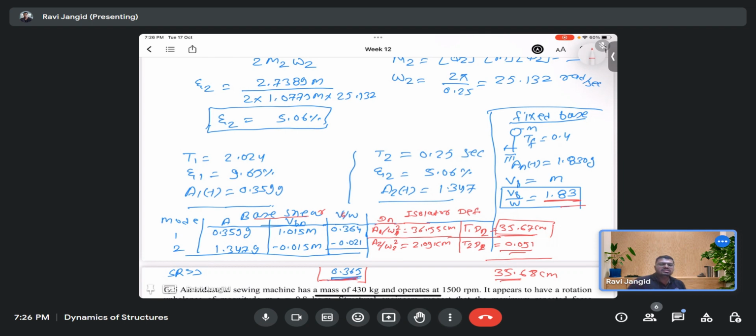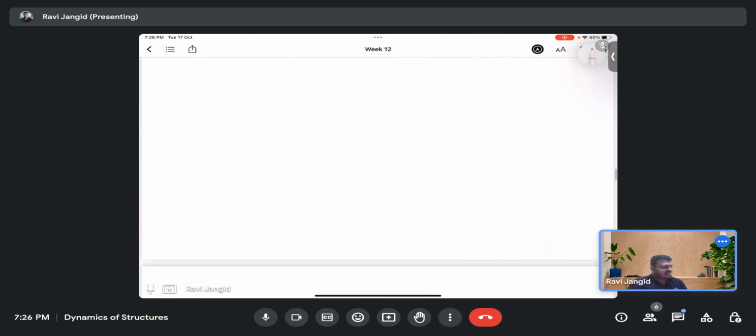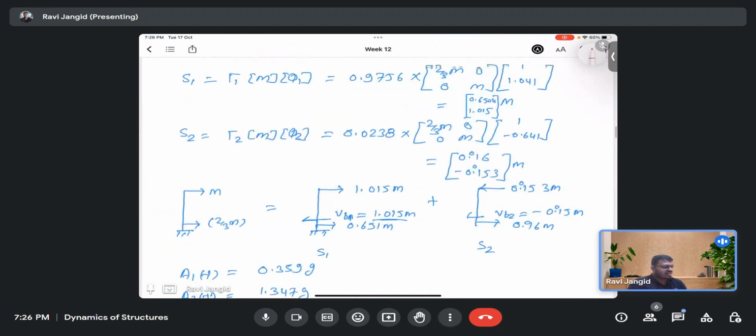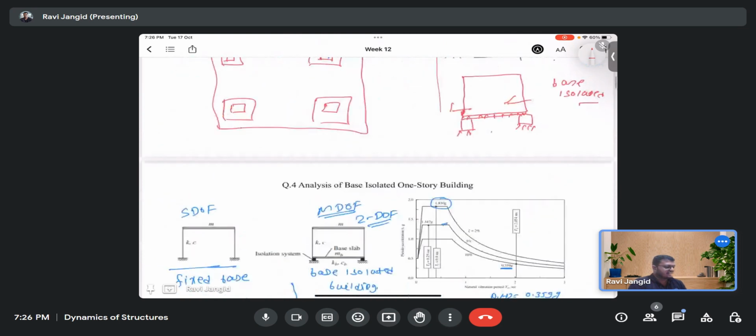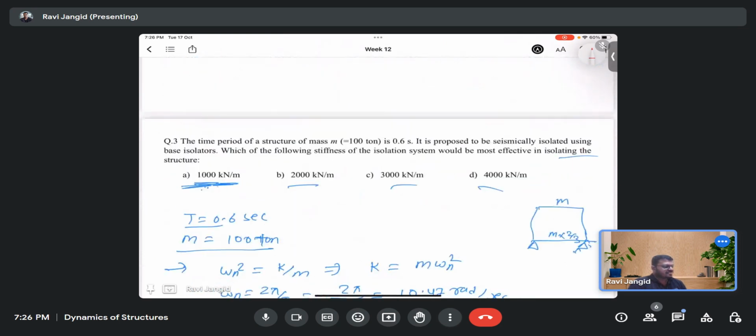Did you get the question? Yes, sir. I think it is workable when placing this isolation. We have more time period so that the response will be less compared to fixed base. I don't have the space because I utilized that space significantly.